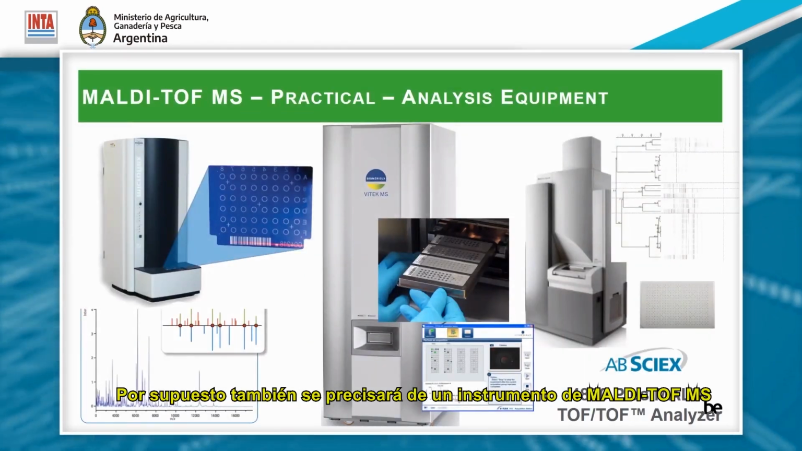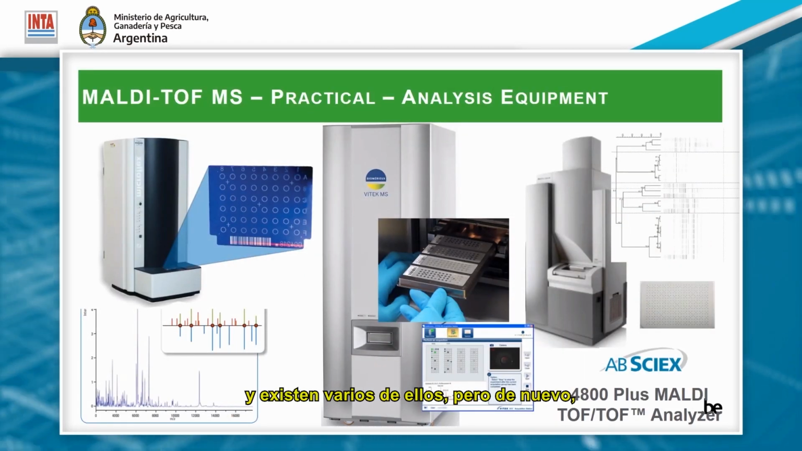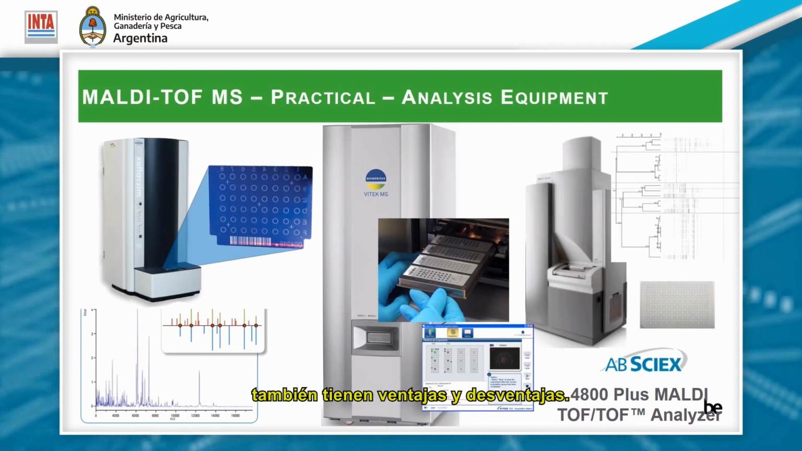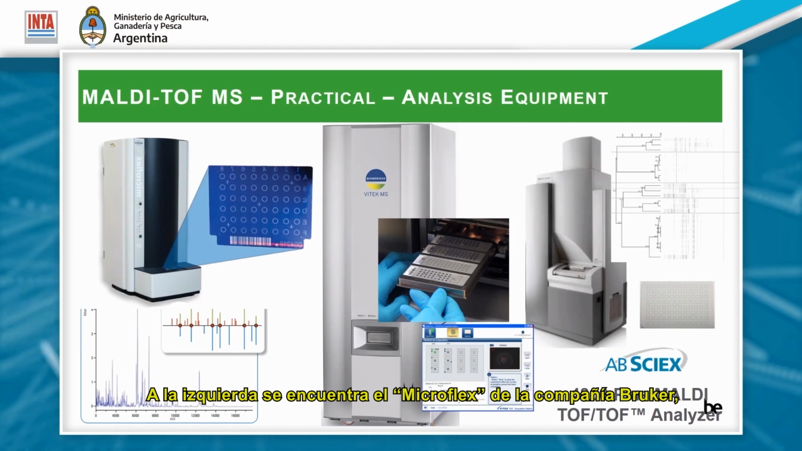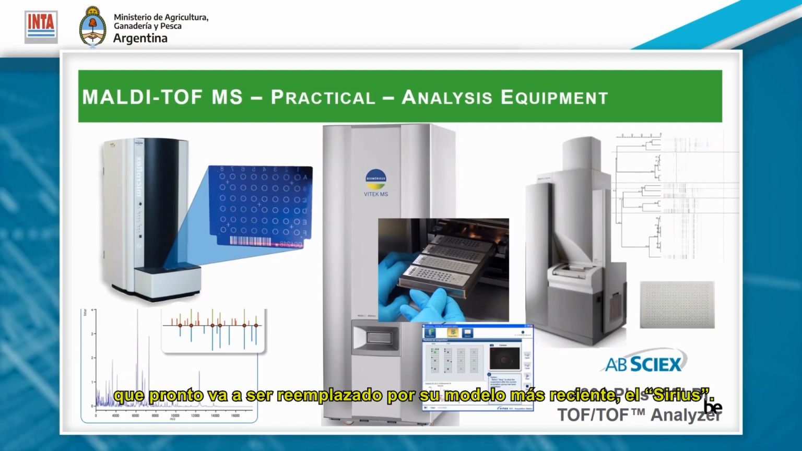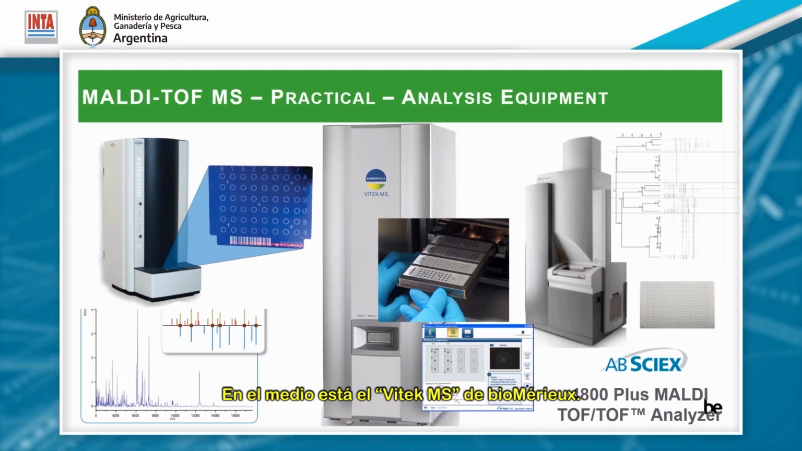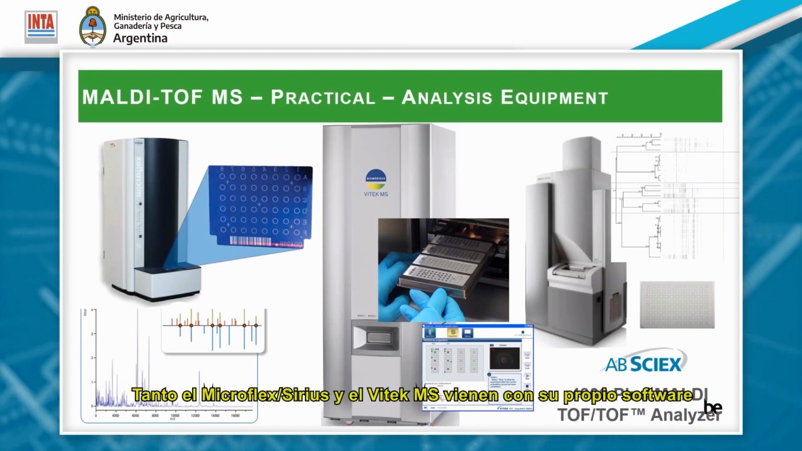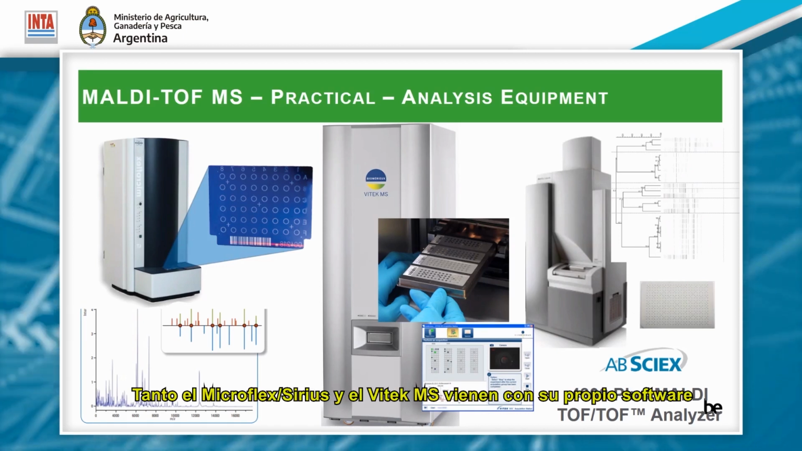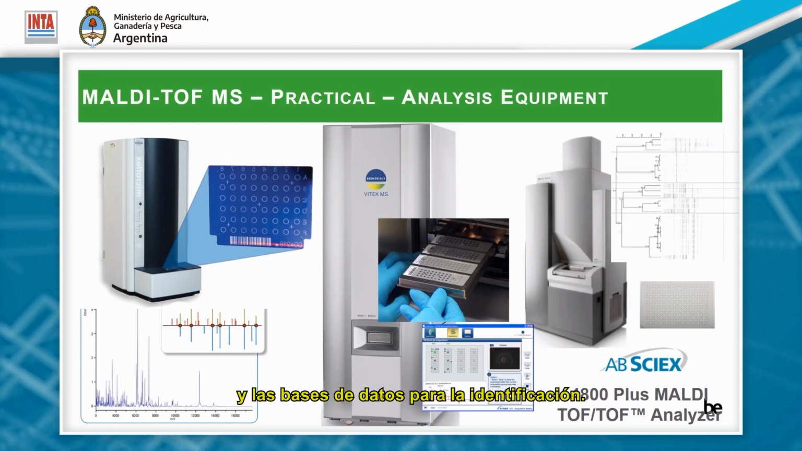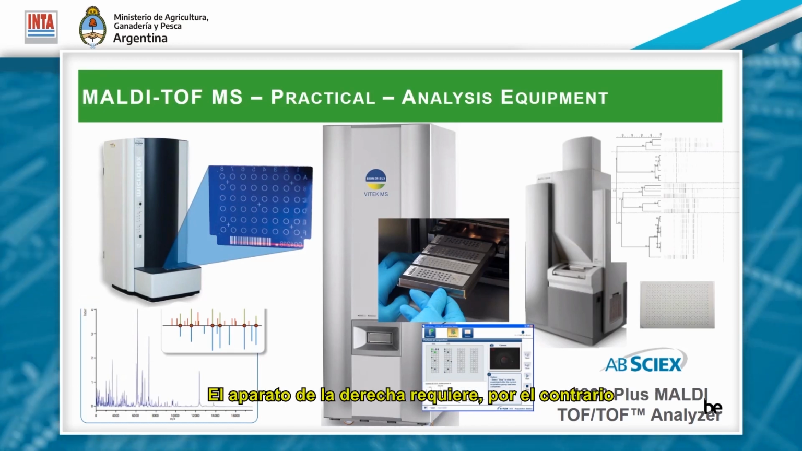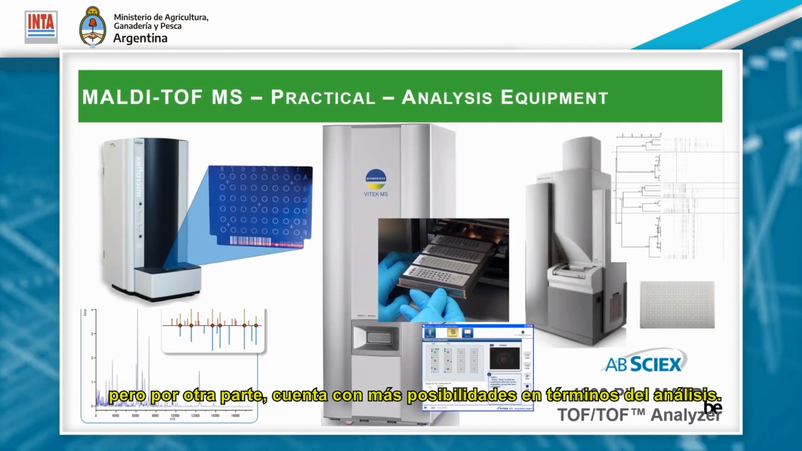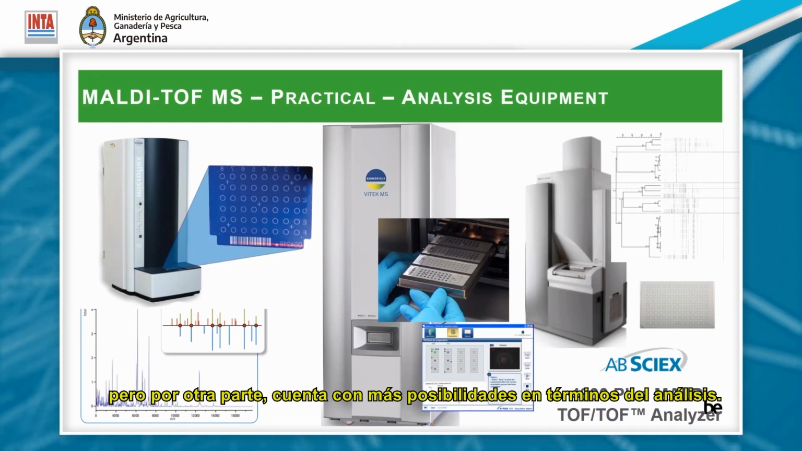Of course, you also need a MALDI-TOF MS instrument, and different instruments exist, but again, they also have their advantages and disadvantages. On the left, you have the Microflex from Bruker. This will be replaced by a new model, the Sirius. In the middle, you have the Vitek MS from bioMérieux. Both the Microflex or Sirius and the Vitek MS come with their own software and databases for identification. The device on the right requires the development of user-generated identification databases. On the other hand, it offers more possibilities in terms of analysis.